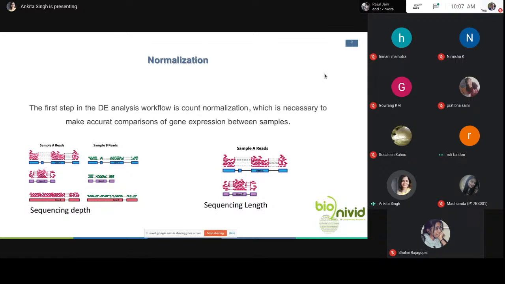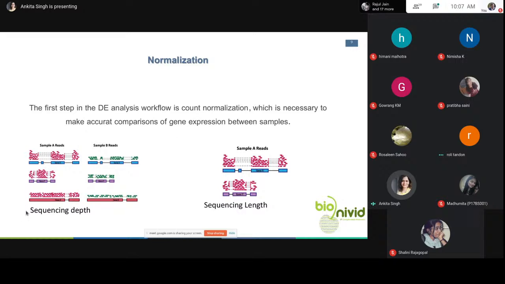It should not give an expression which is not true for this particular sample which we are comparing. Second is your sequencing length. As we know, the expression in RNA is always about how many reads align to a particular gene. So if we are comparing within the sample, because this sequencing length comes within the sample, say for example, we are saying in liver cell P53 is expressing in a larger amount compared to AC2.